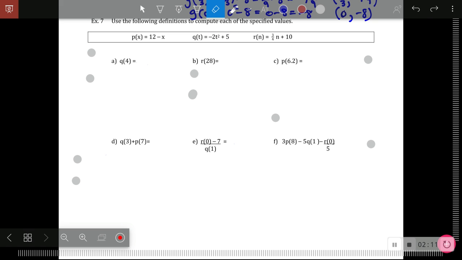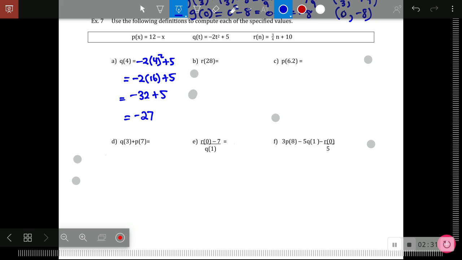So let's see what that looks like here. 4 squared is 16. That would be your starting point. And there's the rest of the calculations. So q of 4 is negative 27. That means that on this graph, (4, negative 27) would be one of the points.